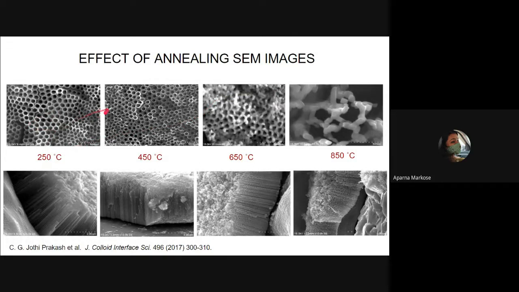At 250 degrees Celsius, you can see how defined your nanotubes are. When the temperature is increased to 650 degrees Celsius, you can see the tubes are degrading. They are no more intact or strong as the 250-degree nanotubes. At 850 degrees, they lose their structure and form a different type of structure. So basically these are the things when you are making nanotubes.